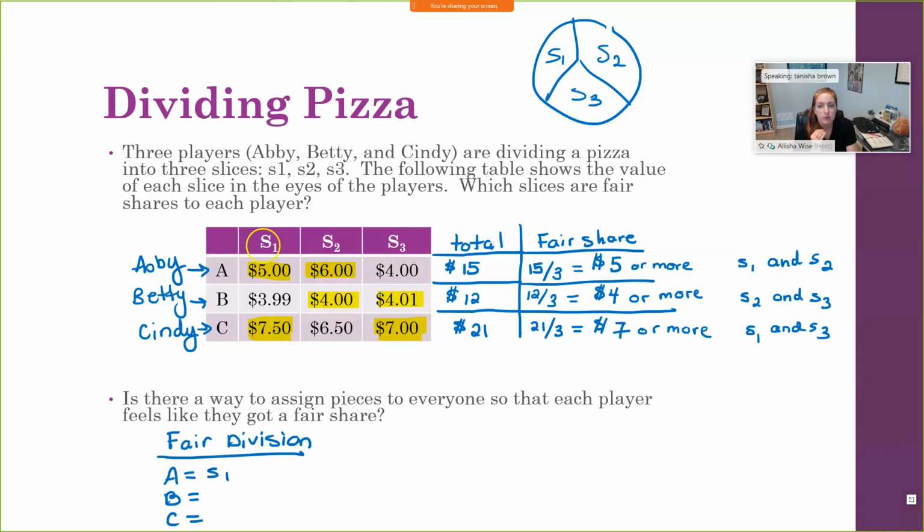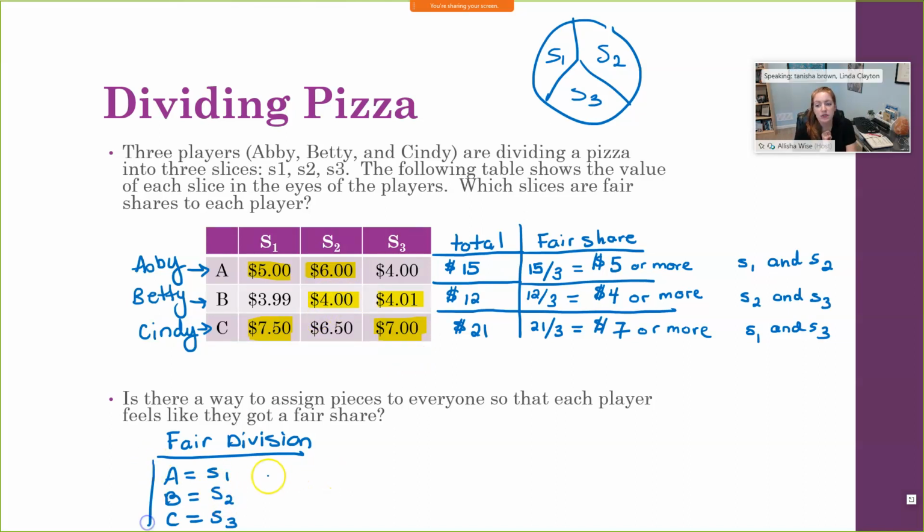Now, if I give S1 to Abby, I can't give it to Cindy, right? So what slice do I have to give to Cindy now? S3. And then now that S1 and S3 are out of the picture, what do I give to Betty? S2, process of elimination here.